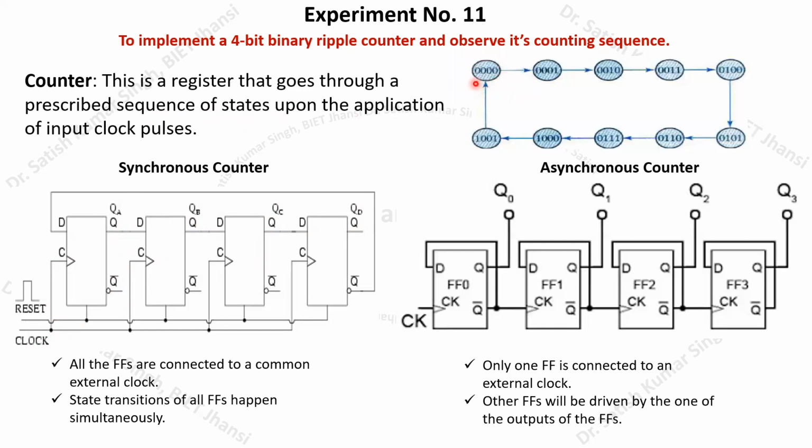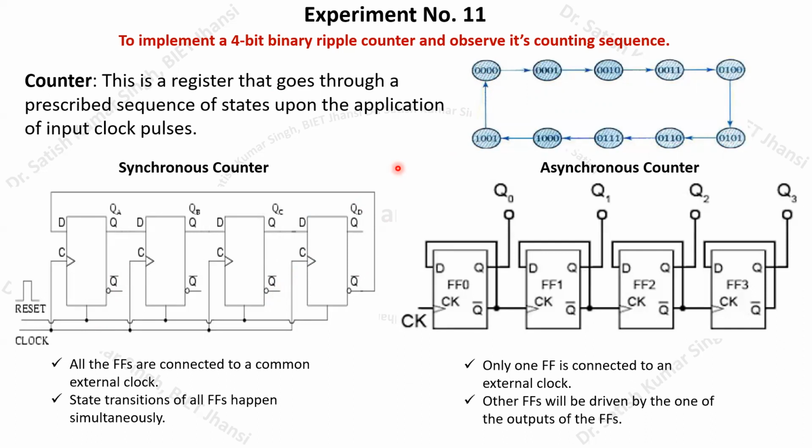Let us suppose that this flip-flop is starting at 0000, and then when the next clock pulse arrives, it will go to this particular state. Similarly, when the next clock pulse arrives, it will go to the state 0010. This way it goes through a particular sequence of states as we apply the next and next clock pulses. So this way the counter is able to go through a certain counting sequence.